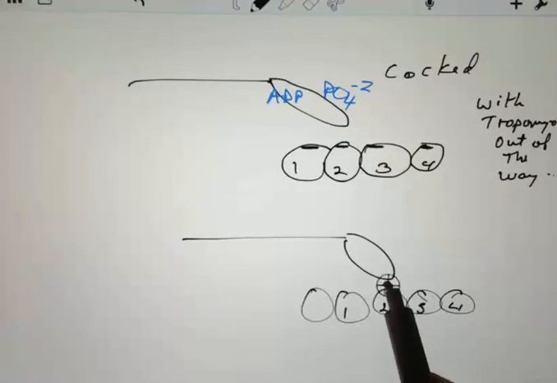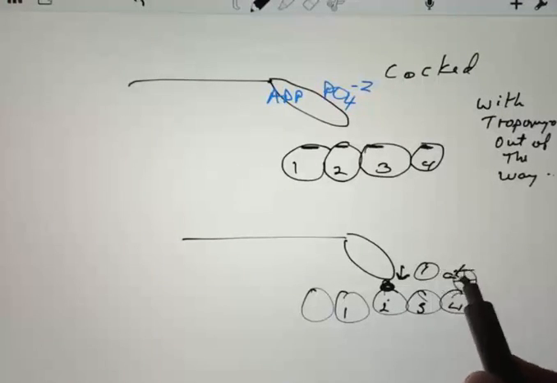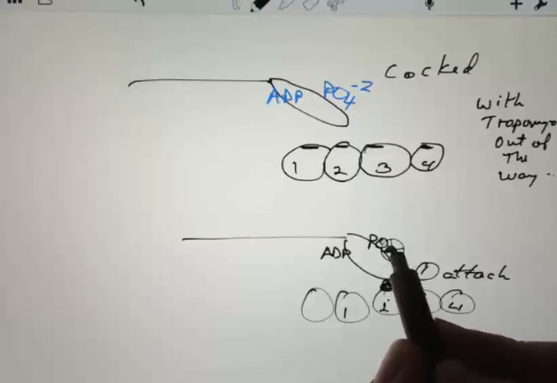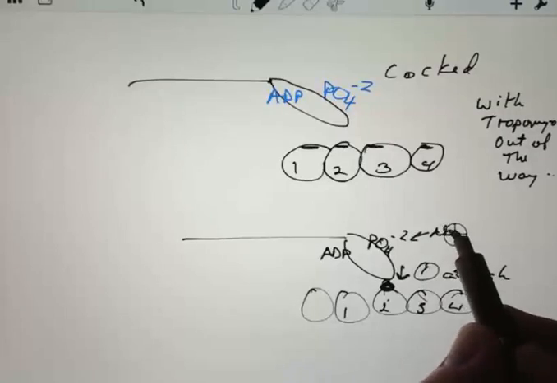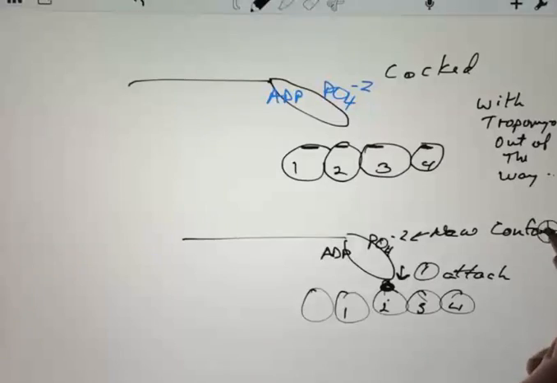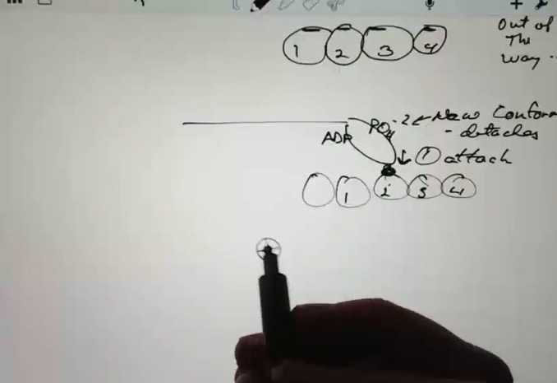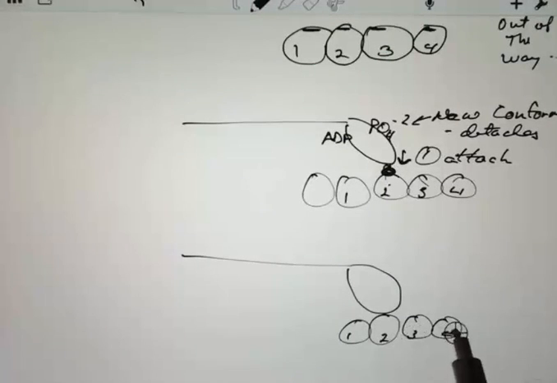Here's our same 4 actins. I added an extra one at the end. And with tropomyosin out of the way, myosin can attach. When the attachment happens, that destabilizes the position for phosphate. So phosphate actually pops free in this new conformation. And once phosphate is free, the myosin head is no longer stable in the cocked position.